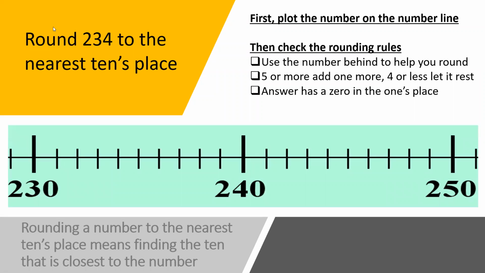All right, our next one, we are going to round another 3-digit number. So we're going to round 234 to the nearest tens place. So let's first plot the number on the number line. So 230, make sure you didn't start here because we have 234. So 230, 231, 232, 233, 234. You plot our point and then you write your number.